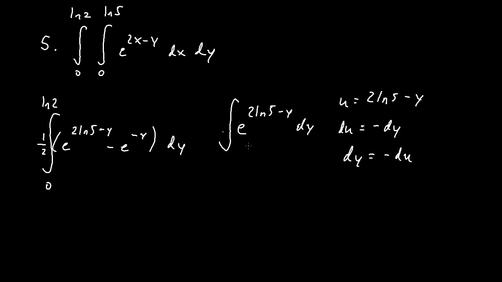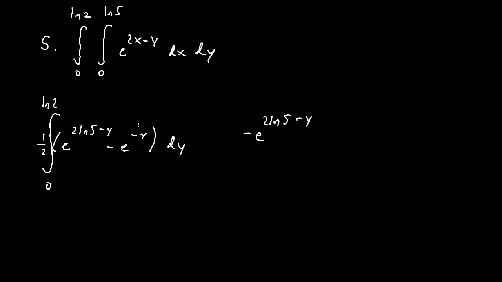So if I go ahead and substitute it back into the integral, we get the integral of e to the u times dy, which is negative du. I can take the negative outside the integral. Integral of e to the u is e to the u. So we have negative e to the u, and u is 2 ln 5 minus y.